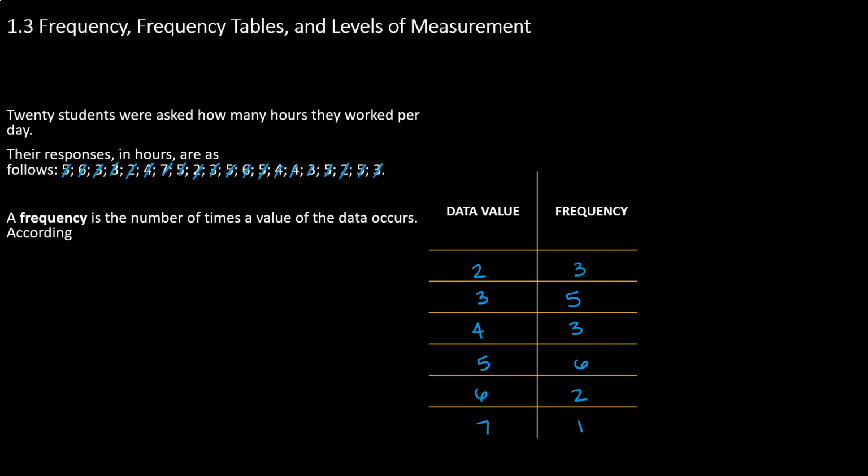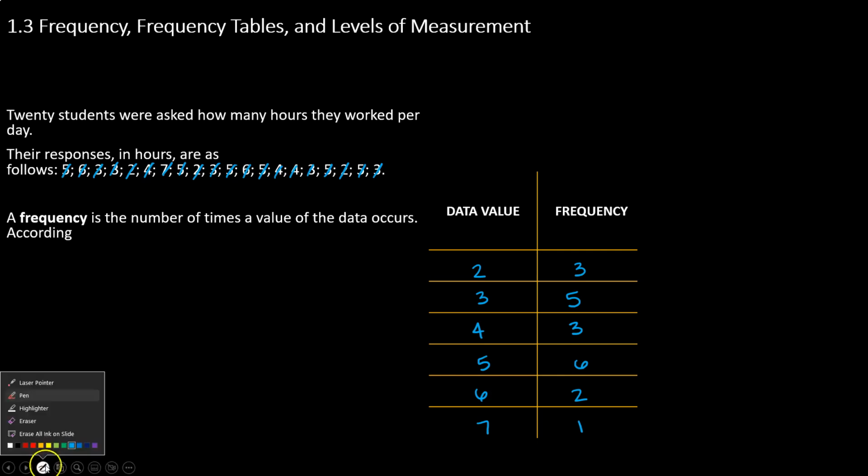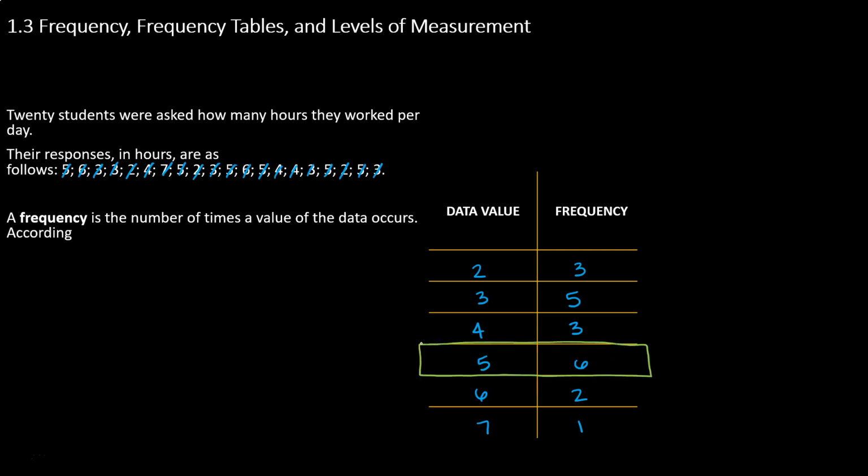the most common response to our survey question. The data value 5 appeared 6 times in our list. That tells us that 6 students told us that they work 5 hours a day, and that's the most frequent answer that we have from our survey. Notice that in the frequency column, 6 is the largest number, so that's the highest frequency. So 5 hours is the most common response. Largest frequency, most common response.